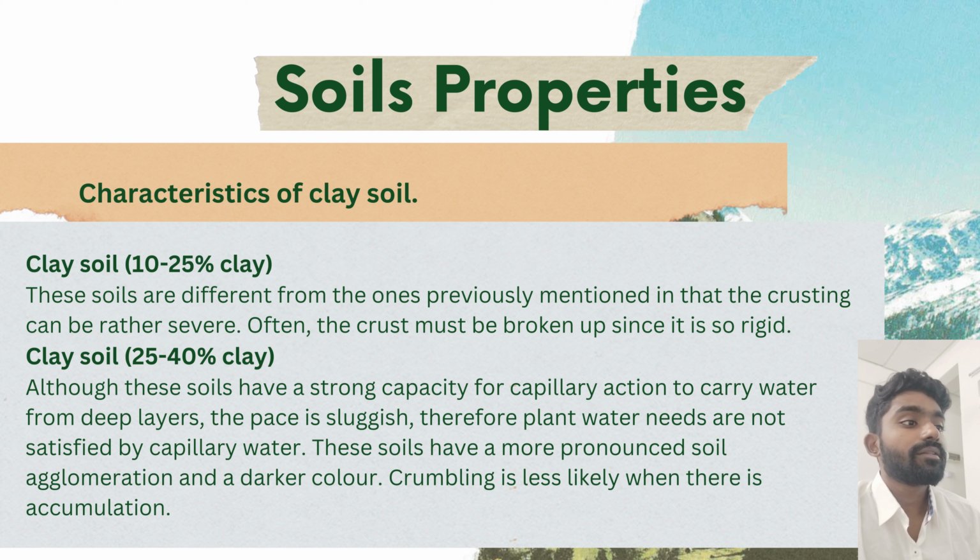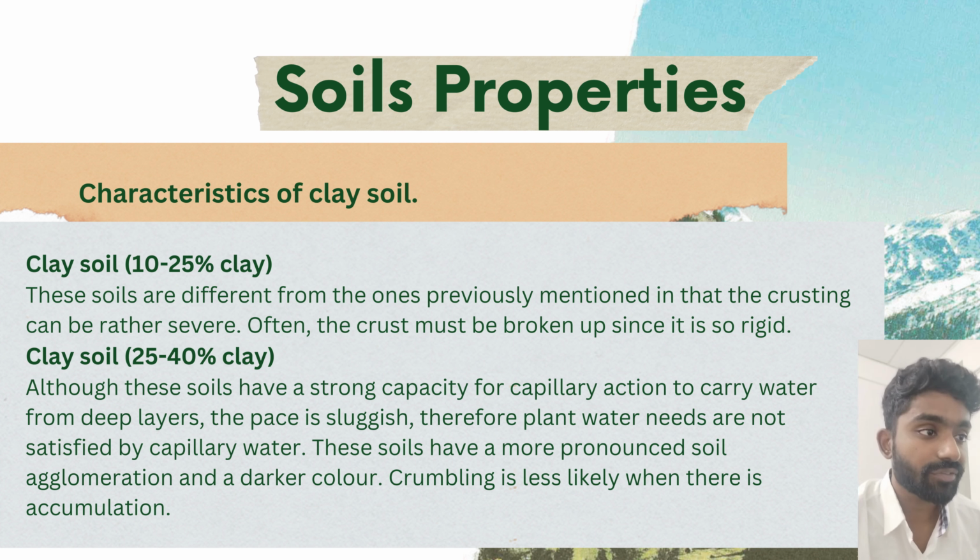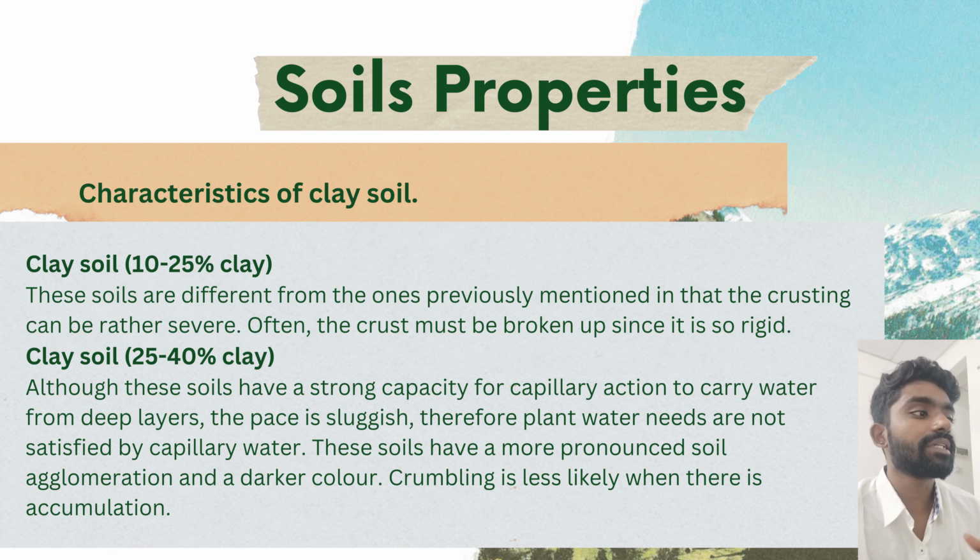And next we will take a look at 25 to 40% clay. Although these soils have strong capacity for capillary action to carry water from deep layers, the pace is sluggish. Therefore, plant water needs are not satisfied by capillary water. These soils have more pronounced soil agglomeration and a darker color.